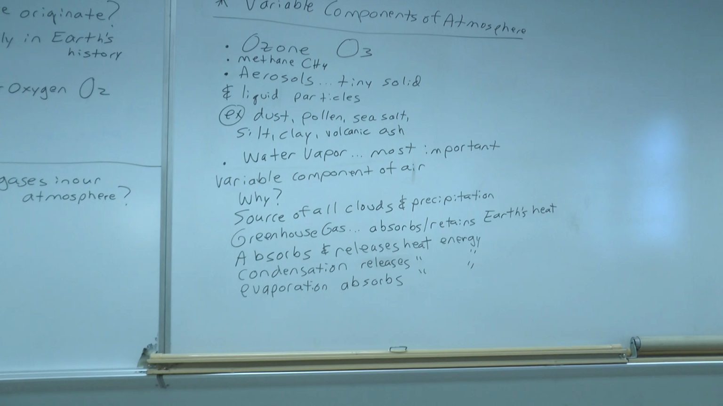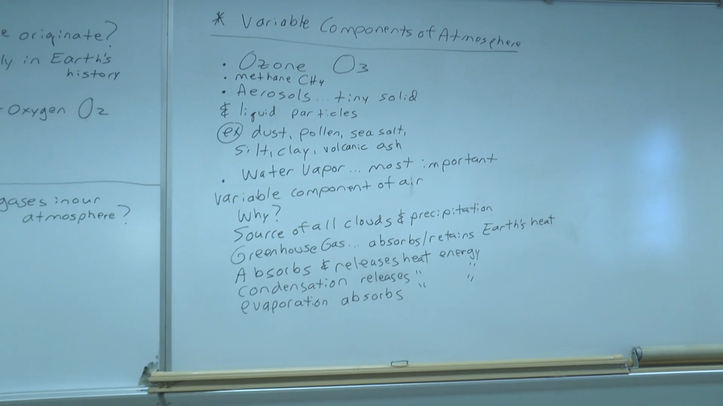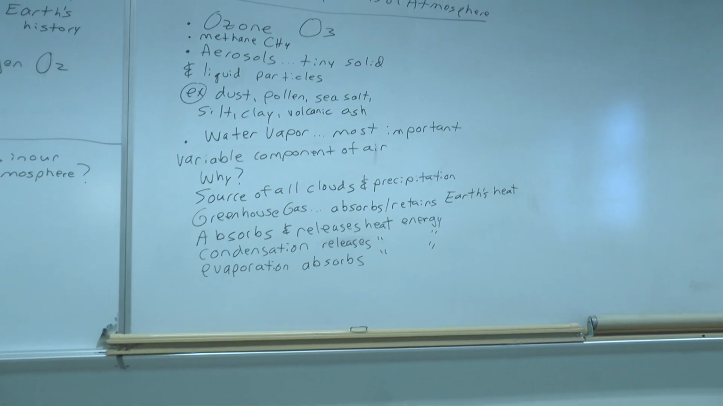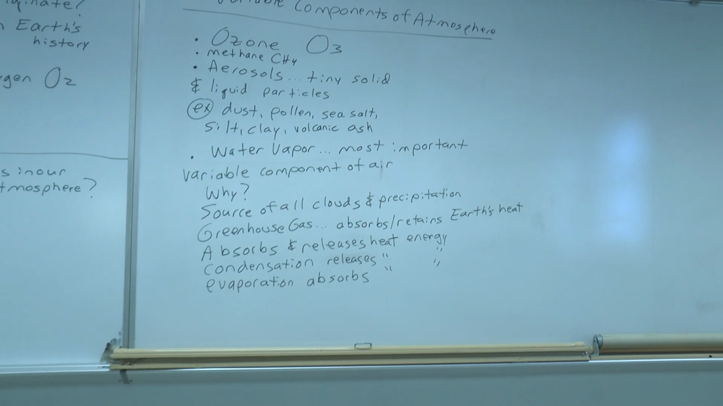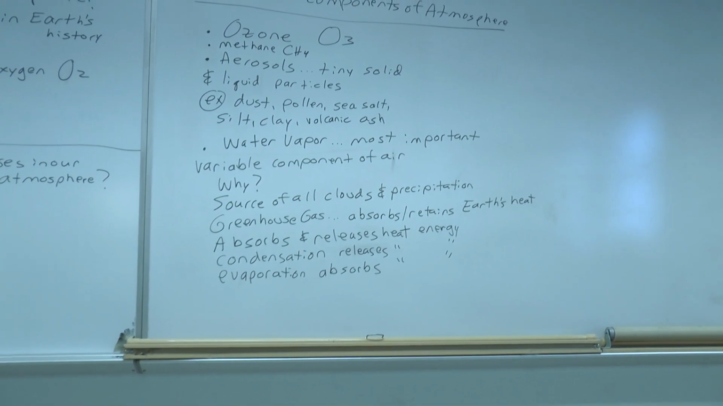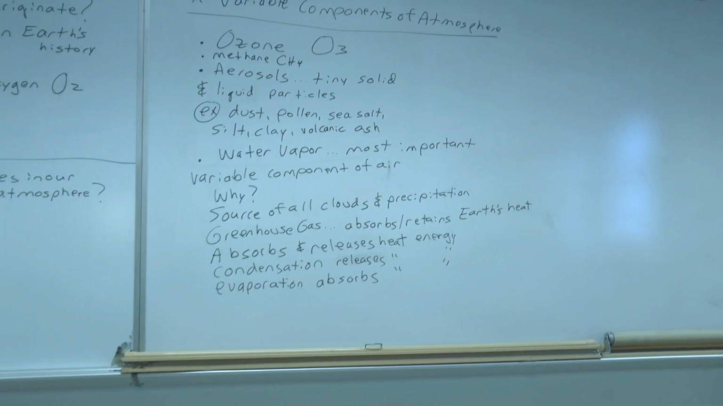Why else is water vapor such an important variable component? It is a greenhouse gas, and that means that it absorbs and retains Earth's heat. We will learn more about terrestrial re-radiation in chapter 2. What else about water vapor? It absorbs and releases heat energy.